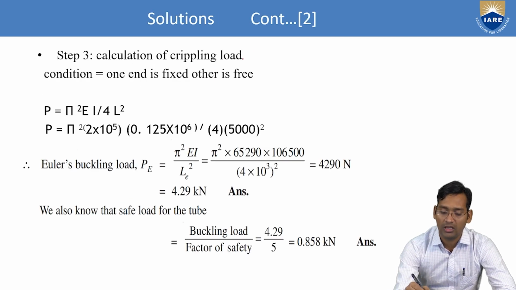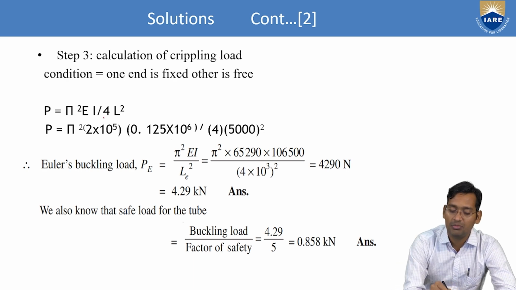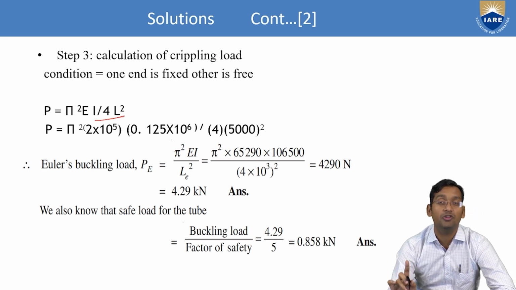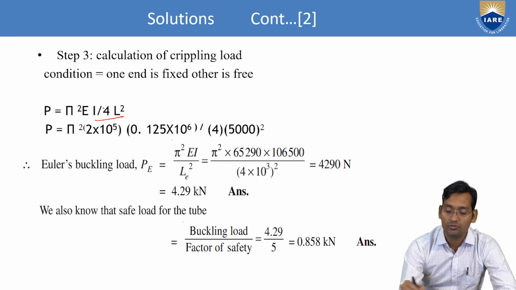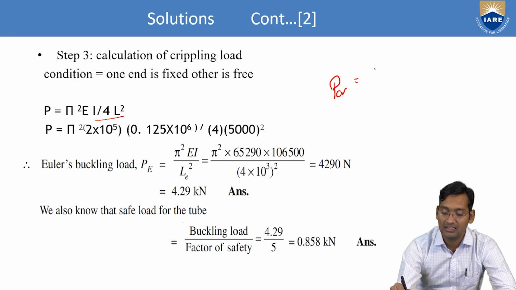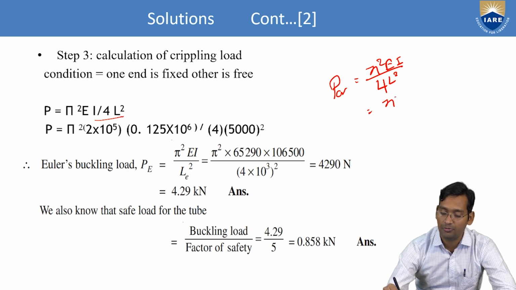Okay. Now calculation of crippling load. So just the same formula, pi square EI by 4L square, because this is one end fixed and the other is free. So P_cr is pi square EI by 4L square. Now put the value. Pi square is simply pi square. E is given, 2 into 10 to the power 5.